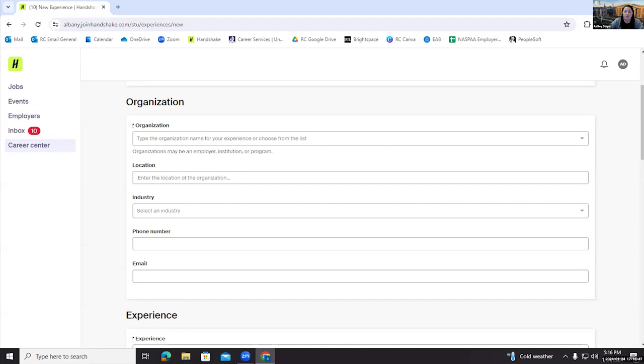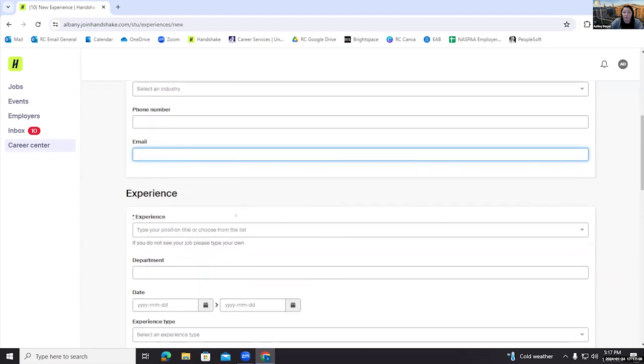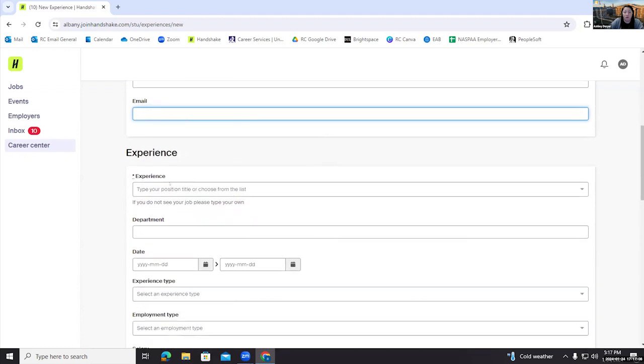Anything with an asterisk is required. Anything without it isn't, but I would fill out all the fields that you possibly can to give us as much detail as possible. Industry, you would include that specific to your position. So public policy or what have you, nonprofit management. Phone number, email for your organization generally, and then you will get into your experience portion.